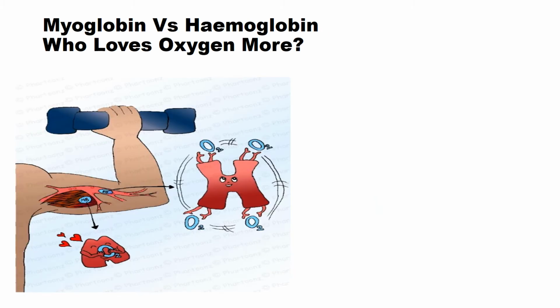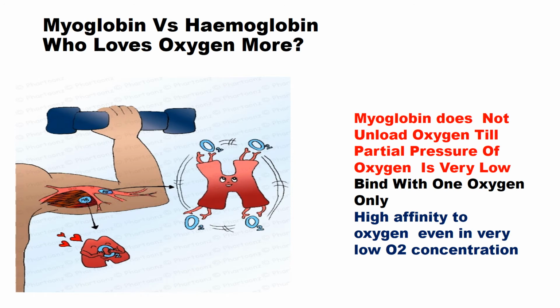So what will be your answer to this question? Depending upon the affinity of myoglobin and hemoglobin for oxygen, the answer will be myoglobin. Why? Because myoglobin does not unload oxygen till the partial pressure of oxygen is very low. It has a high affinity for oxygen even in very low oxygen concentration. Therefore, it is also acting as a temporary storehouse for oxygen in the muscles.